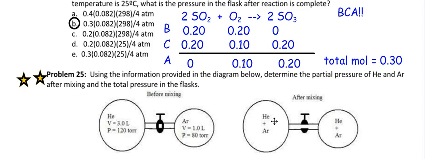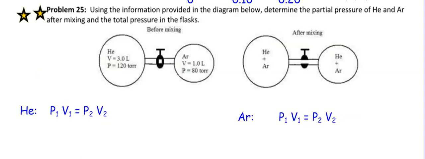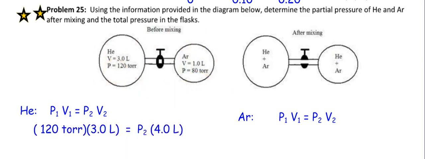Boyle's law. Ooh, all right, let's check this out. So for helium, what's my initial pressure? Looks like 120. What's my initial volume? Looks like 3. What's my final pressure? I don't know. That's what you're solving for. What's my final volume? It's opened up for the whole thing, isn't it? It's 4. So if you do your math, you get 20.